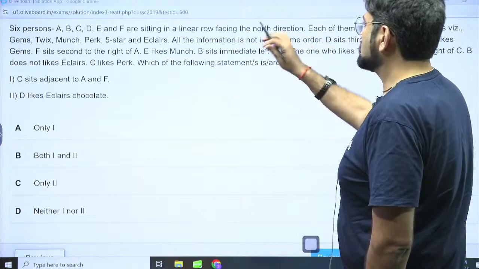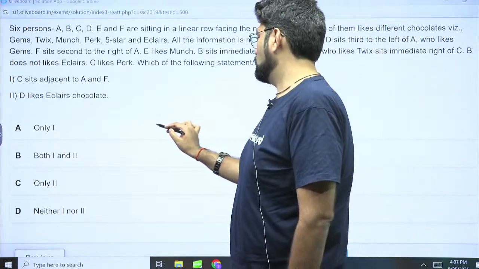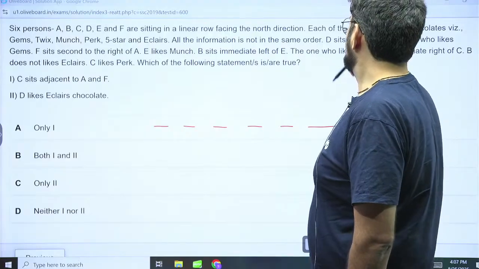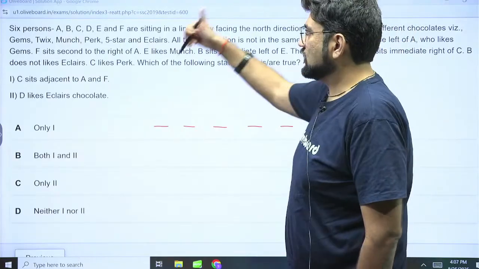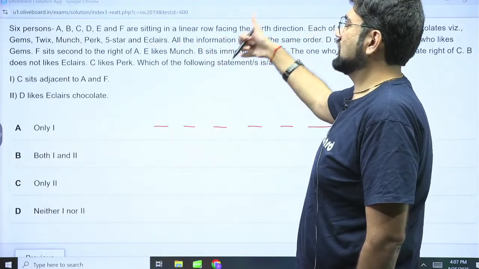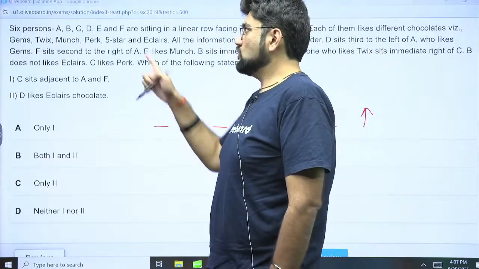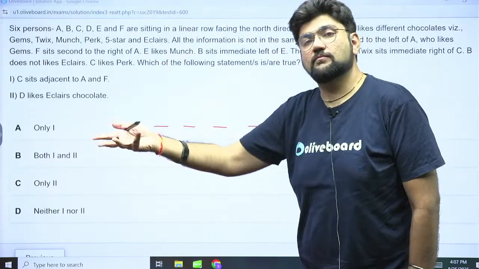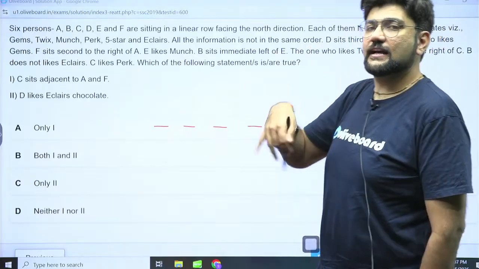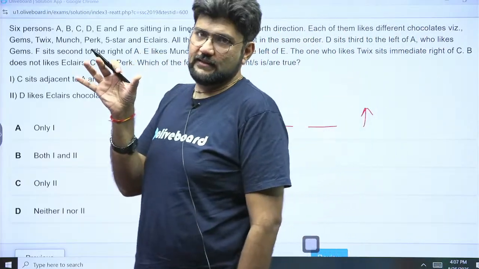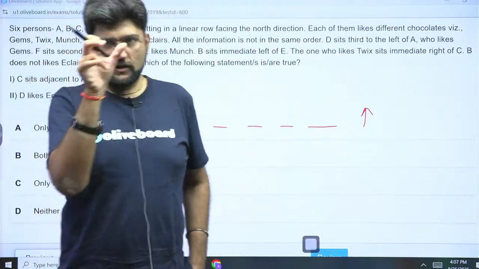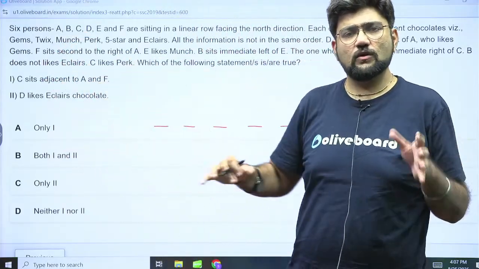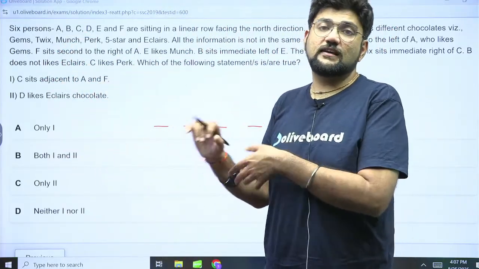Now there are 6 persons sitting in a linear row facing the north. So 1, 2, 3, 4, 5, 6 sitting in a linear row facing the north. Each of them likes different chocolates: Gems, Twix, Munch, Perk, 5-star and Eclairs. Remember, usually if you read the whole question, you will see some negative data also, that somebody does not like something. I recommend going with tables in that case. We form a two-way table, and then we tick mark whoever likes something. The others are all crossed out, and that way it is easier to figure out.